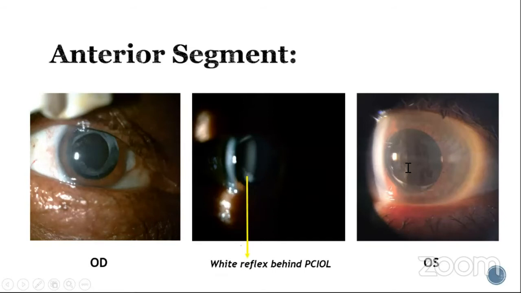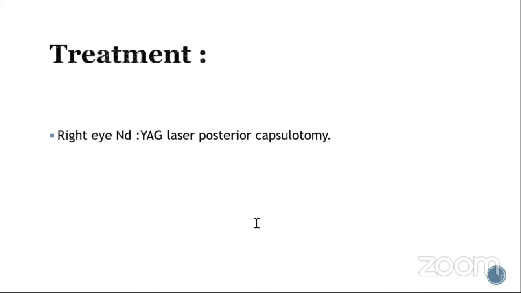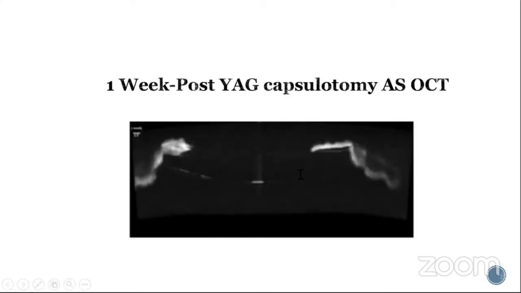We went ahead with anterior segment OCT. It showed hyperreflective homogeneous material between the posterior surface of the PCIOL and the posterior capsule, with slight distension of the capsular bag, which confirmed our diagnosis of capsular bag distension syndrome. So we performed Nd:YAG laser posterior capsulotomy in the right eye, and the patient was given anti-inflammatory drugs for 2 weeks and anti-glaucoma medication for 2 weeks. We performed ASOCT after 1 week of the intervention, which showed disappearance of the fluid between the capsular bag and the IOL.